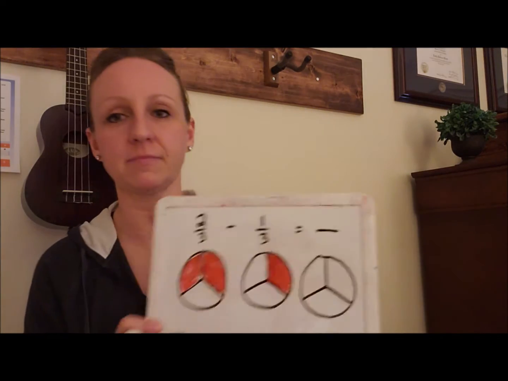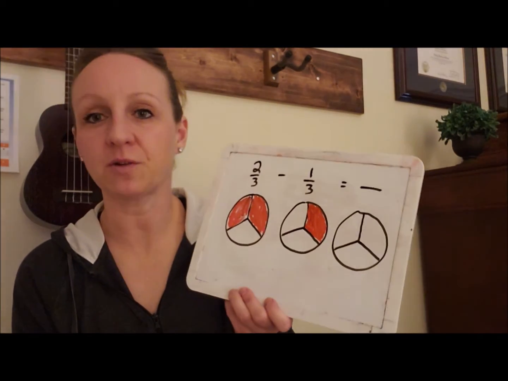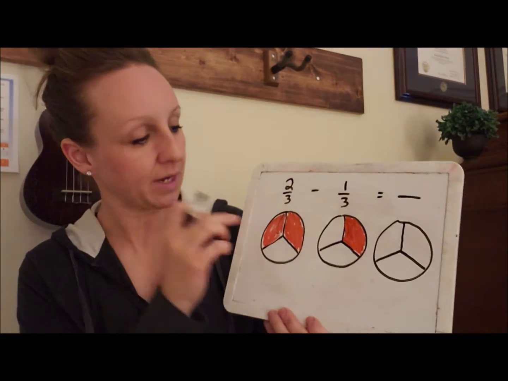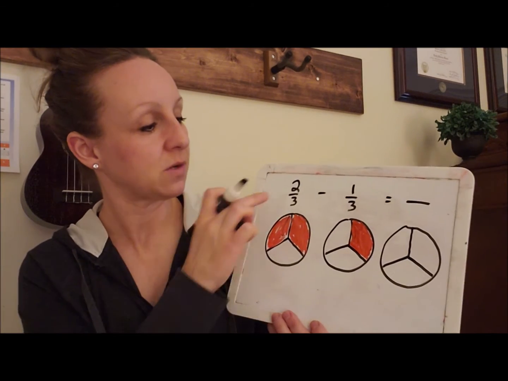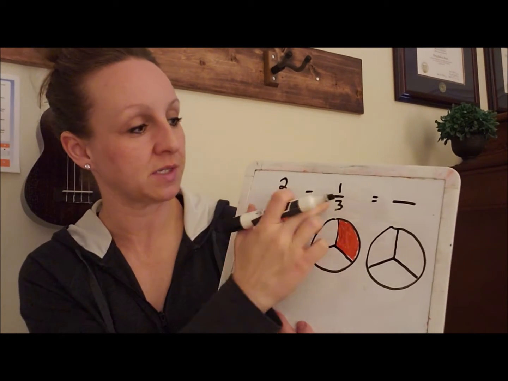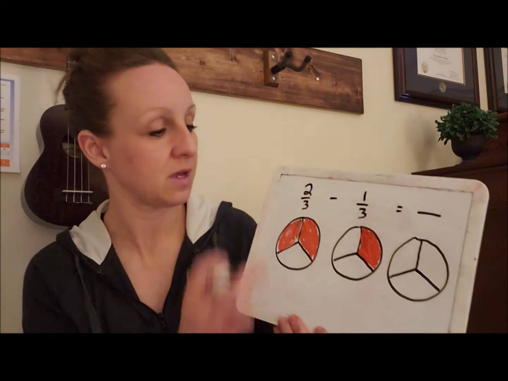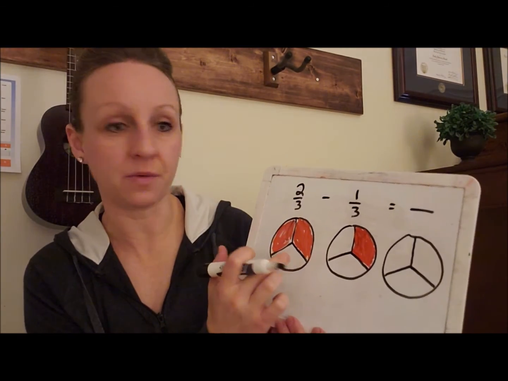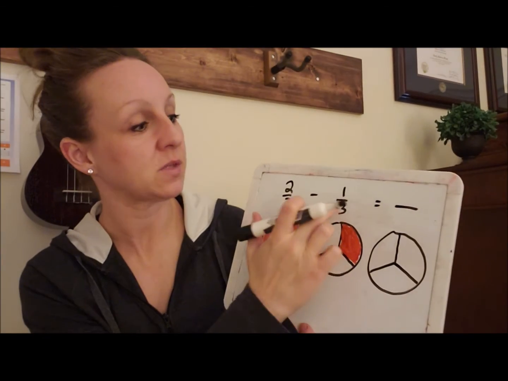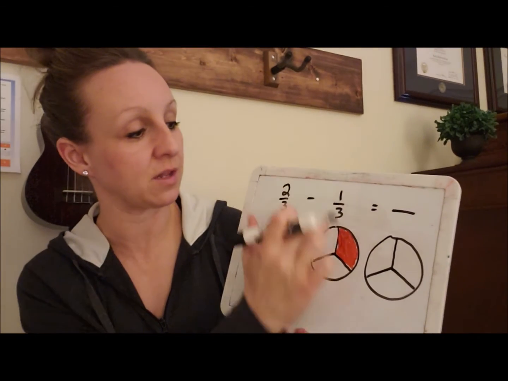So let me show you another example of what this looks like. I've already colored in the circles, but I haven't done the answer yet. What I have here is it's out of 3. So this is saying I've got 2/3, and I'm trying to subtract a third, and I need to figure out how much is left if I have 2/3 and I take away a third. So I divided my circle into 3. I shaded in the 2 here. This one is divided into 3. I've shaded in the 1 right here.